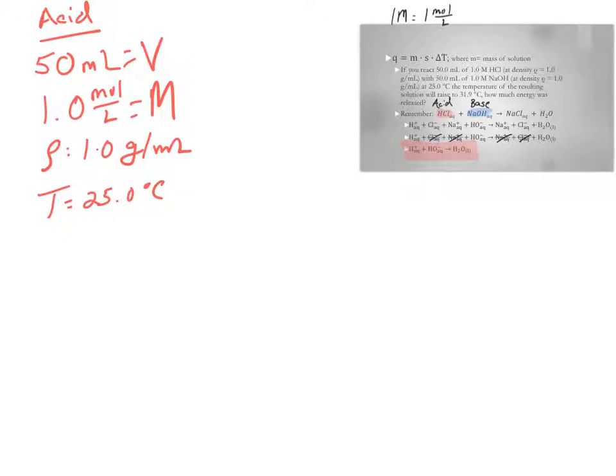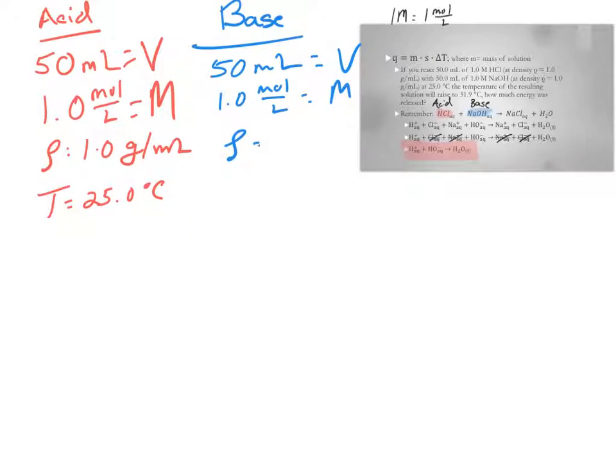All right. Now for the base, we basically have the exact same numbers. We've got 50 milliliters, we've got 1.0 moles per liter. Your density is 1 gram per milliliter, and the temperature is 25.0 degrees Celsius. What we need to do first, now that we've got this information, is find the mass of each of these compounds, the acid and the base.